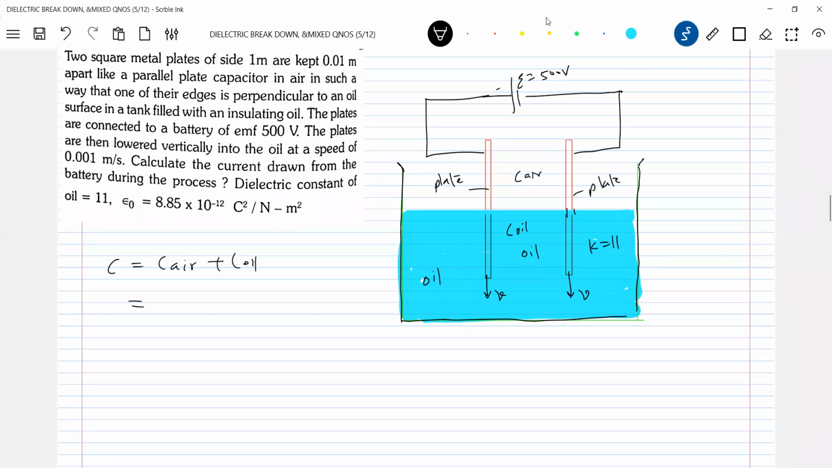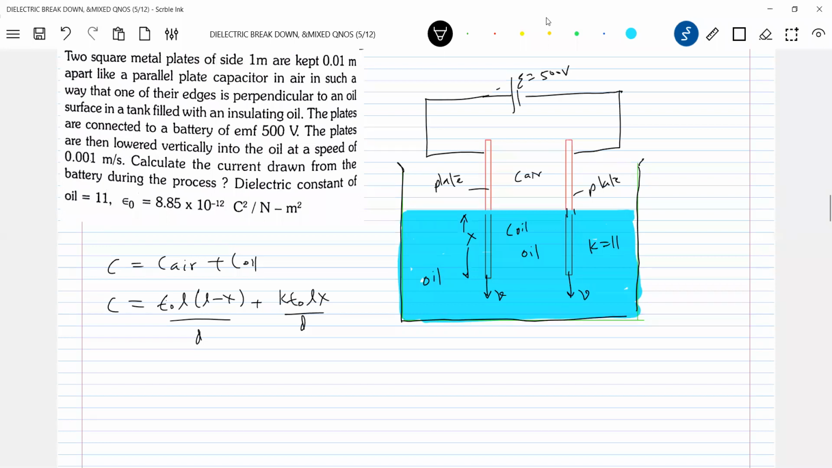C of air should be equal to epsilon naught L into, let x be the displacement, let x be the length here, so L into (L minus x) by d. Then this will be K epsilon naught L x by d. This is the capacitance. If you add up and simplify this, we'll get the total capacitance.